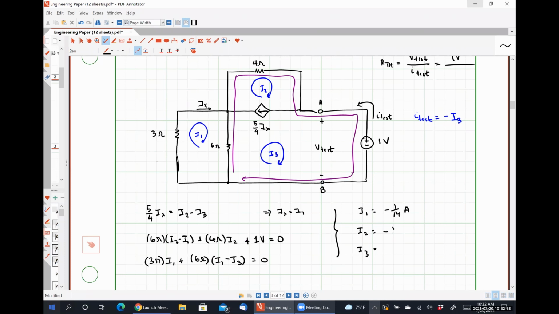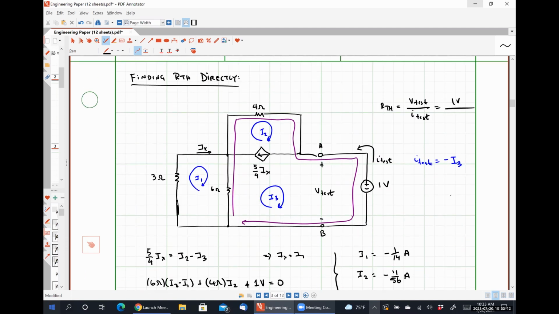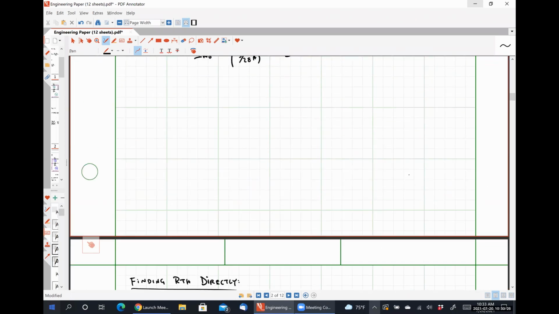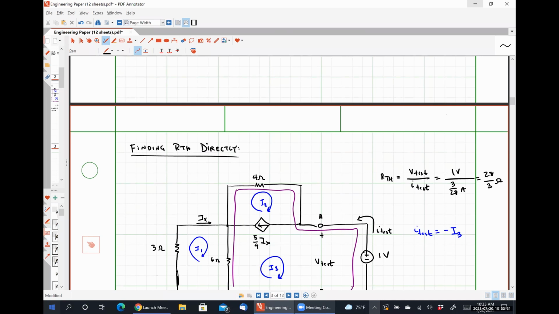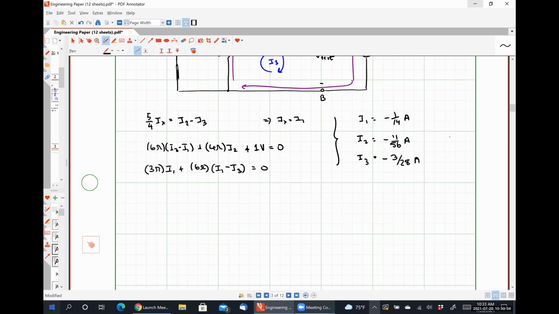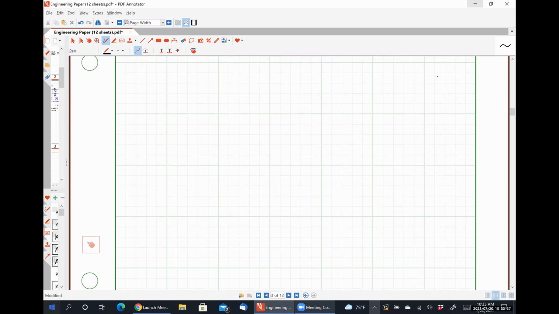I2 is negative 11/56 of an amp, and I3 is negative 3/28 of an amp. And so if I put I test equal to negative I3, that's 1 volt over 3/28 of an amp, which gives me 28/3 ohms, which, if I'm not mistaken, is the exact same result I got previously. So we have applied this test source method correctly. Let's do it again using a test voltage.